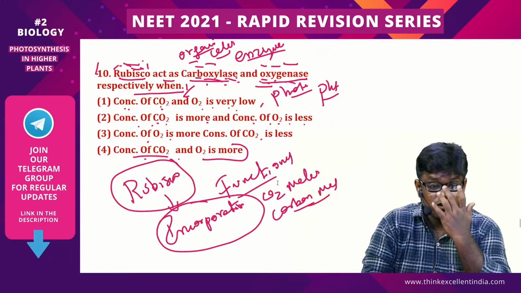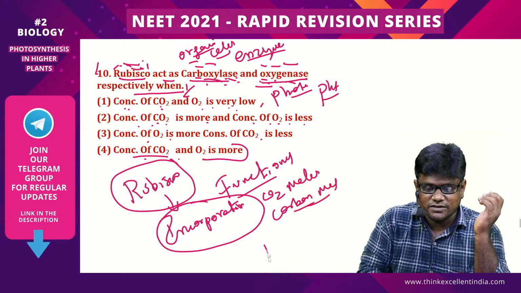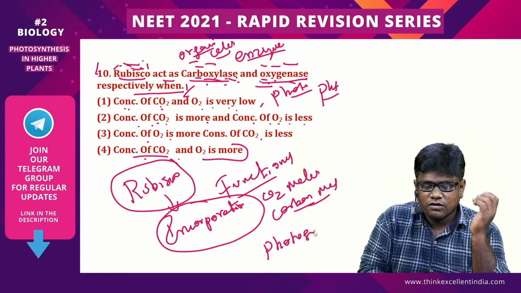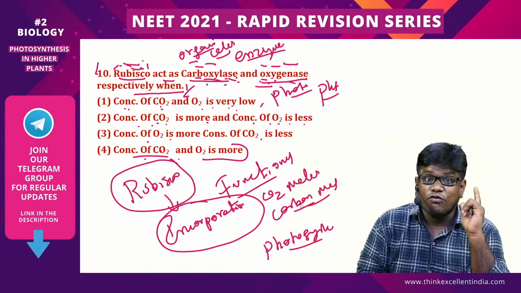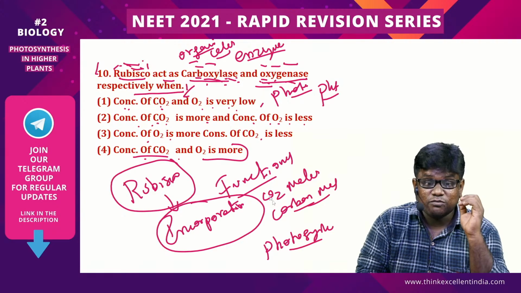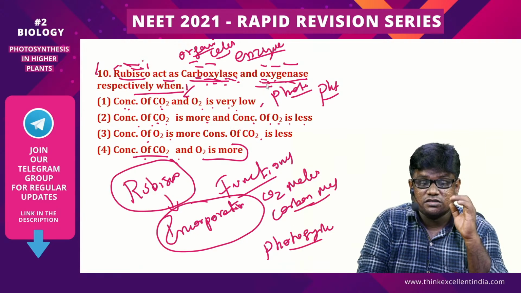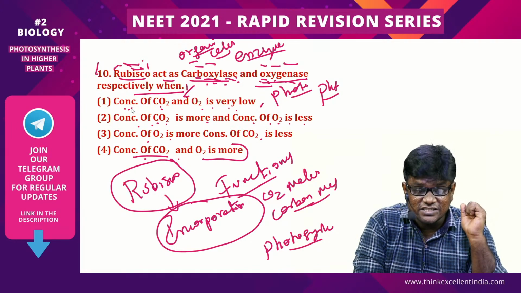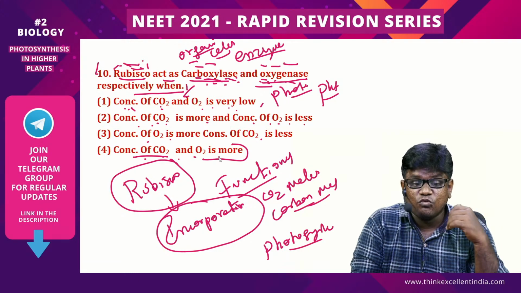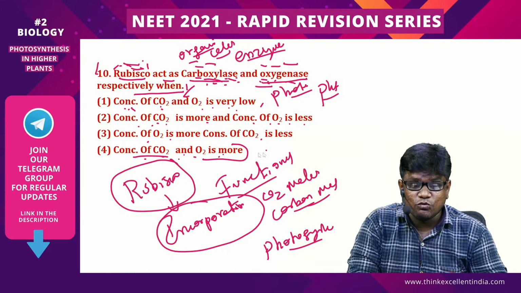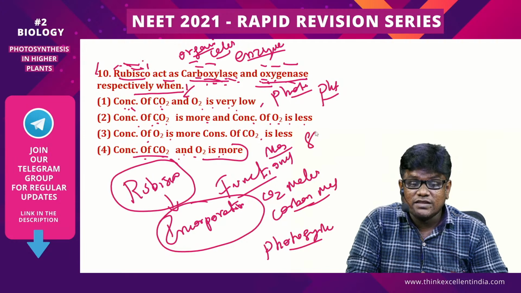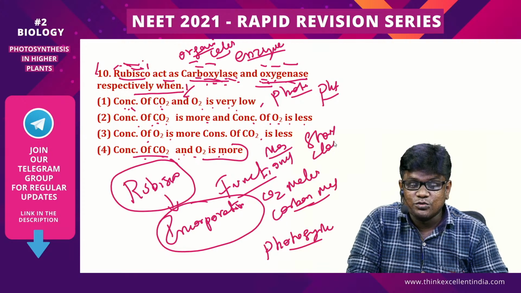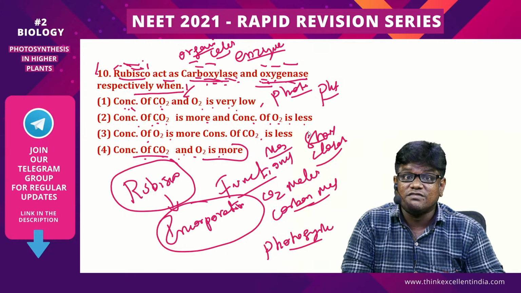Here you can see photosynthesis takes place. What exactly does photosynthesis take place for? Carbon molecules and oxygen molecules will get fixed. That is also a point of information. And the concentration of CO2 and O2 is more. When will the concentration of CO2 and O2 be more? When the stomatal regions are closed. You have to be very clear with this information.